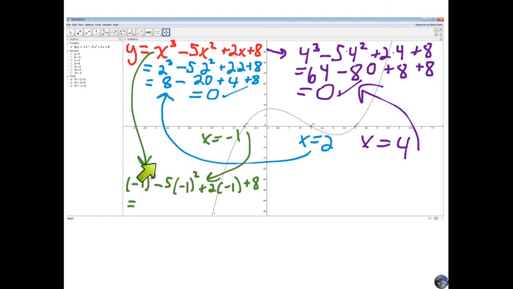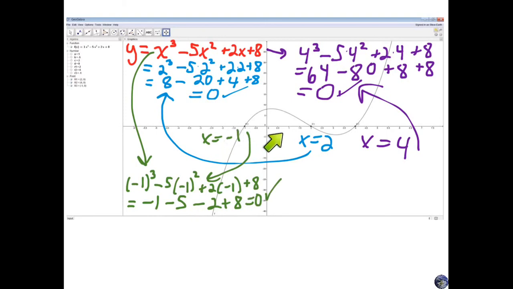Well, -1 cubed, a negative cube, because the exponent's odd, is going to be negative, so that's going to be a -1. Here, a -1 squared becomes a +1, so this is going to stay a -5. 2 times -1 is -2 plus 8. So again, we just add up. I'll do the negatives first this time. -1 and -5 minus 2, that's -8. Plus 8, it's 0. Hooray!